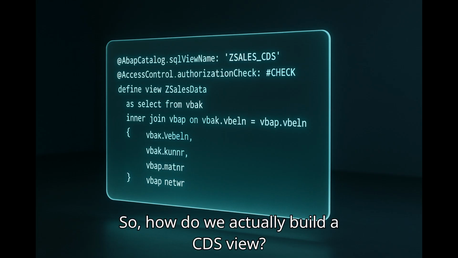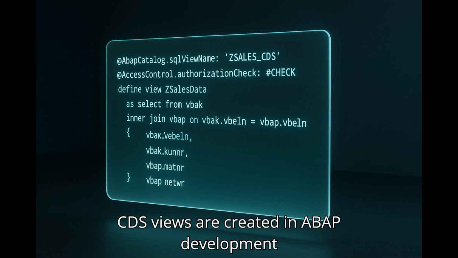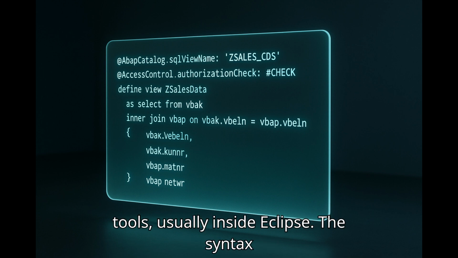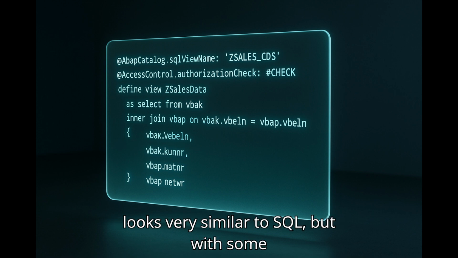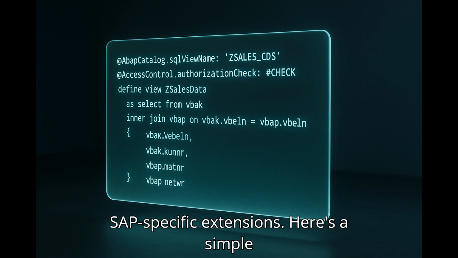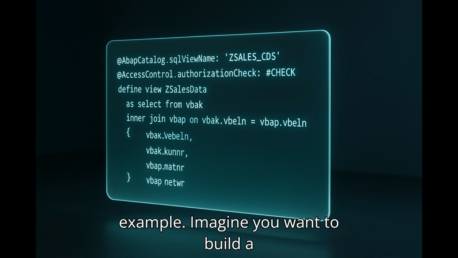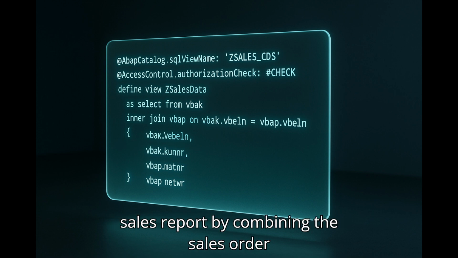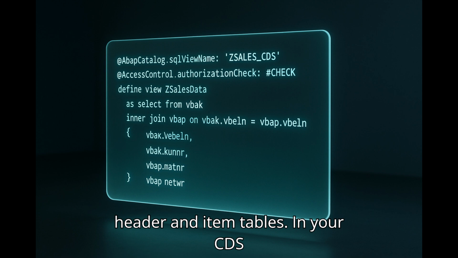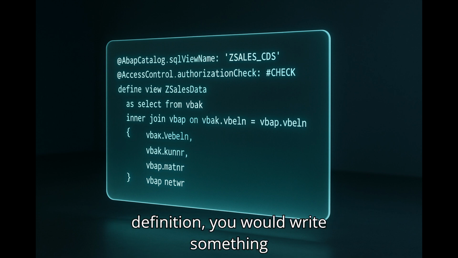So, how do we actually build a CDS view? CDS views are created in ABAP development tools, usually inside Eclipse. The syntax looks very similar to SQL, but with some SAP-specific extensions. Here's a simple example. Imagine you want to build a sales report by combining the sales order header and item tables. In your CDS definition, you would write something like this.